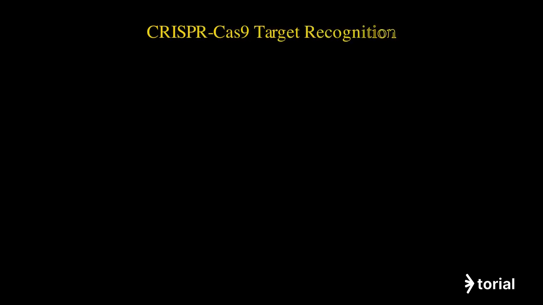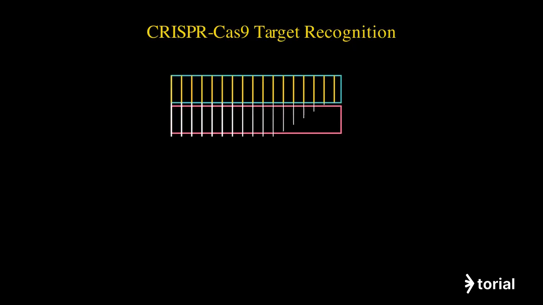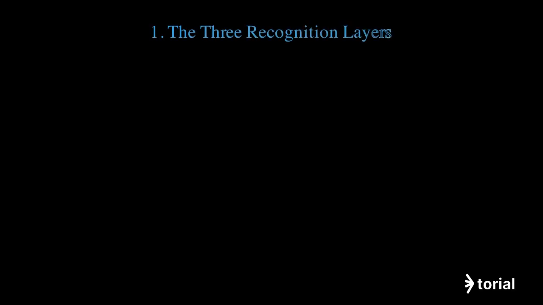Let's explore how CRISPR-Cas9 recognizes the correct DNA target with incredible precision. CRISPR-Cas9 is a molecular machine that cuts DNA at precise locations. But how does it find the right spot among billions of base pairs? CRISPR uses 3 distinct recognition layers to ensure accuracy.